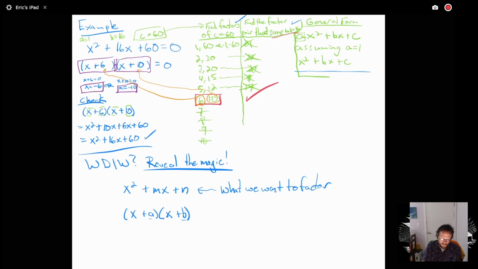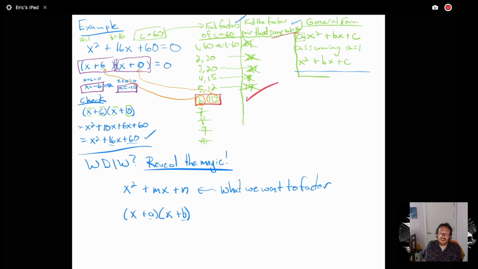In the example up above, the a is standing in for the 6 and the b for the 10, whereas the m is standing in for the 16 and the n for the 60. Those are different numbers, and that's important, and recognizing that is part of being able to make this work.